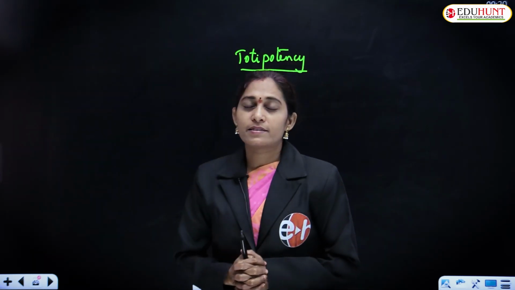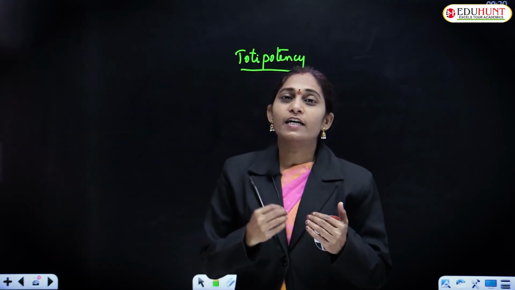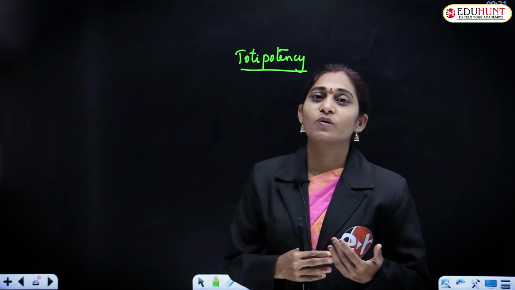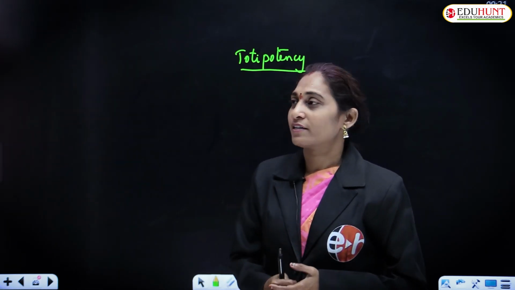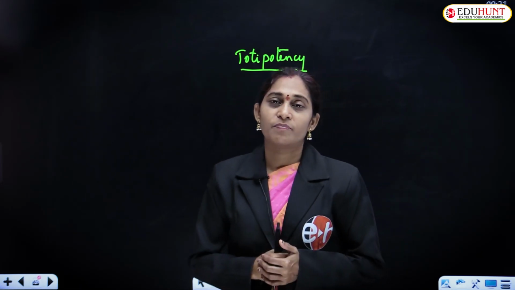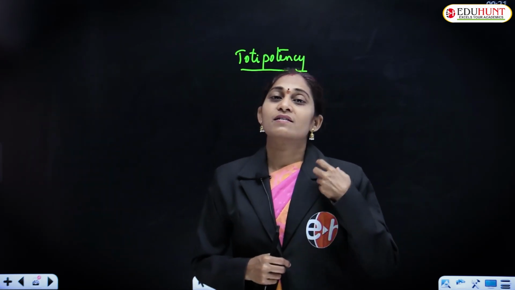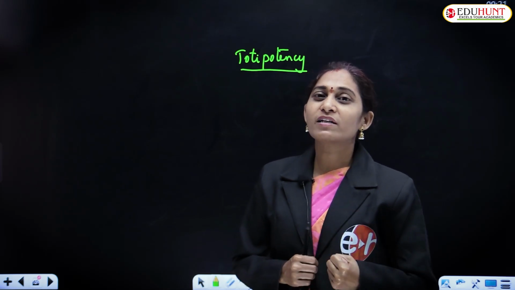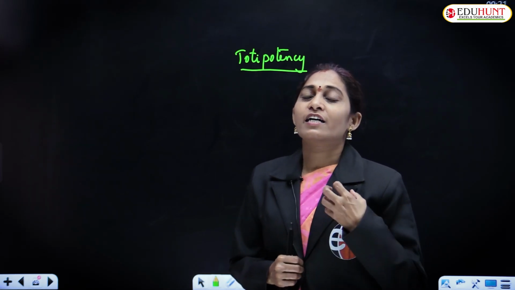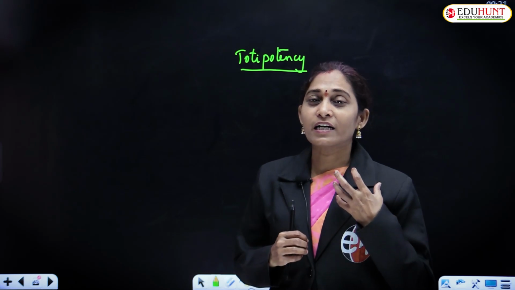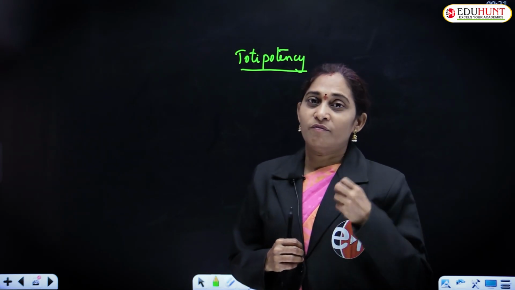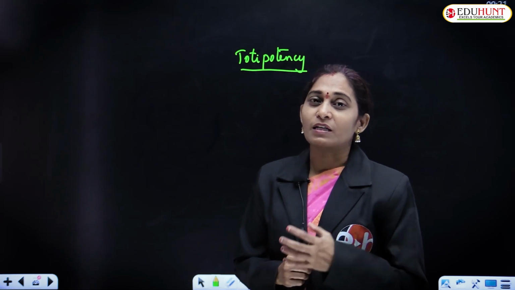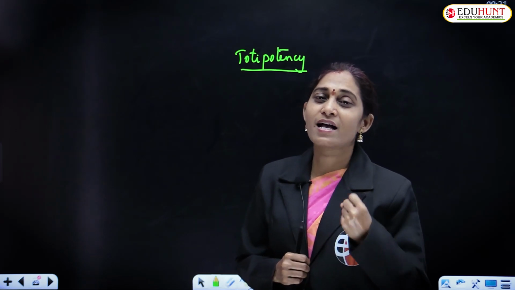Totipotency. It is nothing but the inherent capability of a plant cell to develop into a complete plant. That is known as totipotency, whereas animal cells do not have this power. The power of developing into a complete individual from a single cell is known as totipotency. The plant cell has that power.